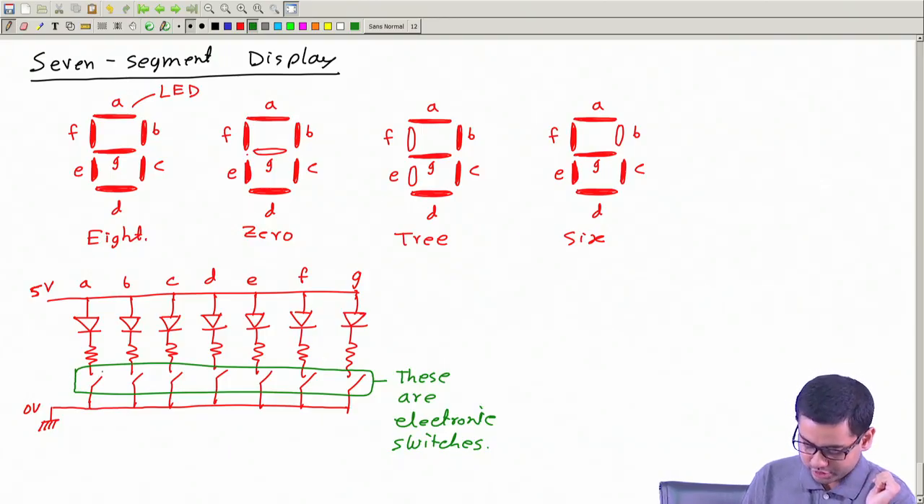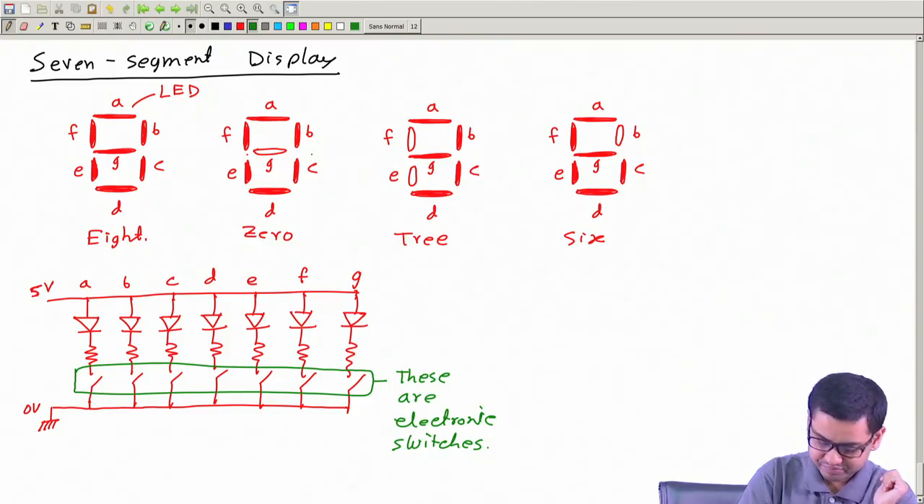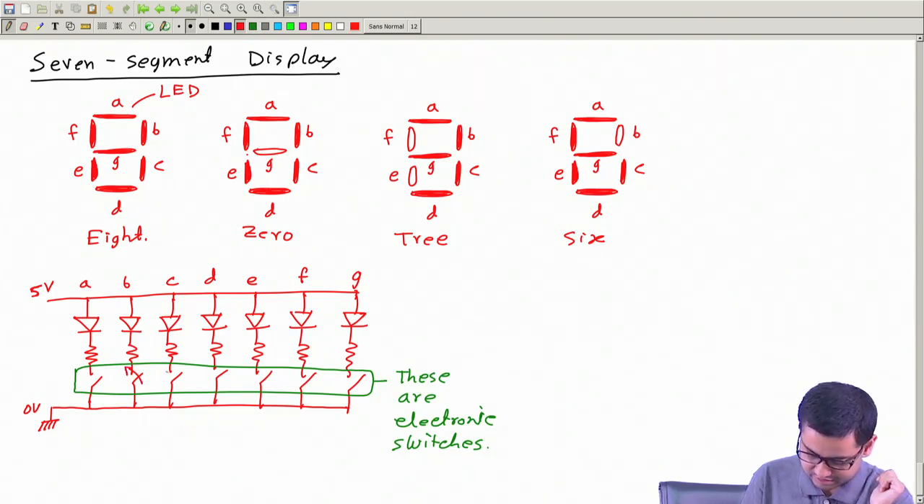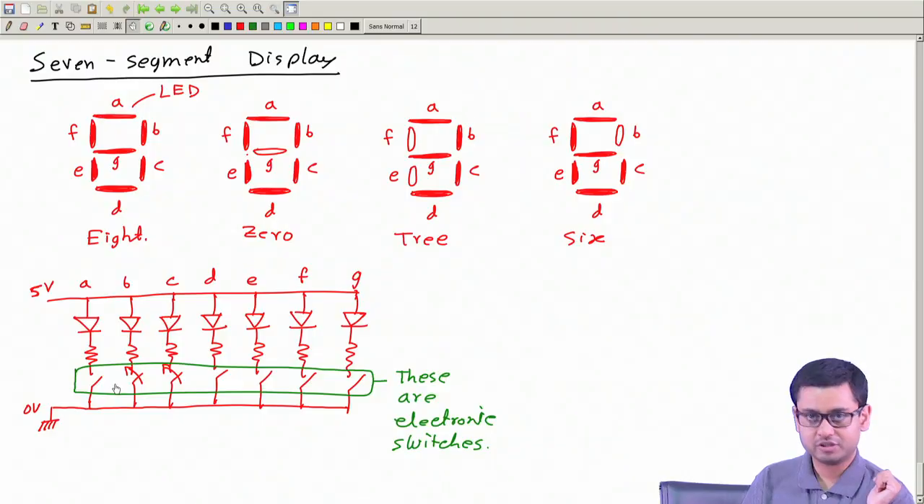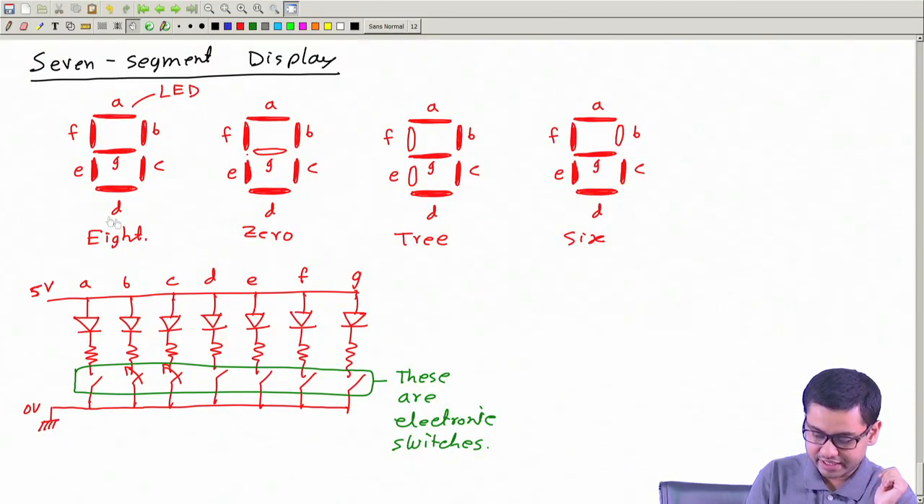Okay, so by choosing which diodes to turn on, for example if I connect B and C like this, all others are off, only B and C are on, then only these two will glow, and this will be equivalent to decimal 1, this displays 1. Okay, so this way we can generate any decimal number 0 to 9.